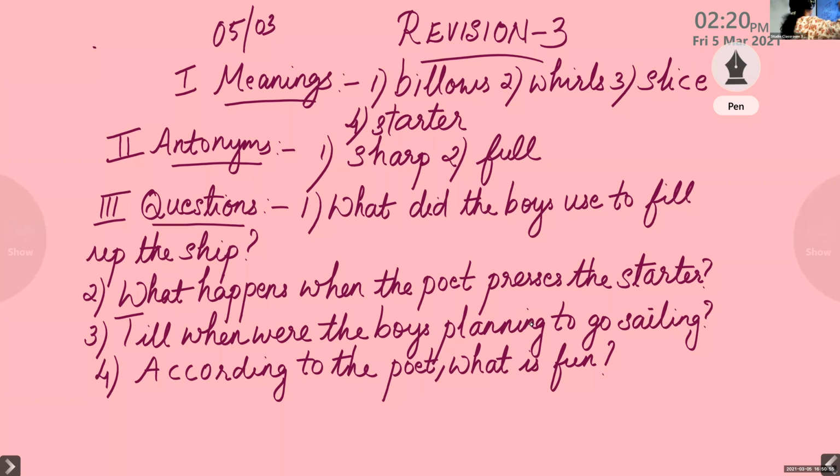Very good. Okay. Next. Till when were the boys planning to go sailing? You can give me the answer. Others also have written the answer. Please check whether you have written it correctly. Yes, Era. The boys were planning to go sailing till tea time. Okay, very good. According to the poet, what is fun, Parvana?